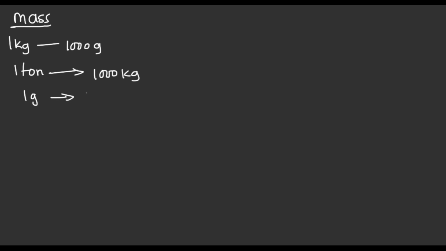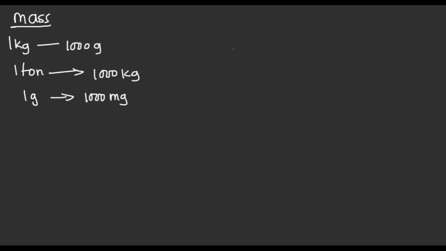Now for mass, we'll just look at 1 kg is equivalent to 1,000 grams because of the prefix kilo. Remember, kilo represents 1,000. Then what else can we look at? We can also look at 1 ton. So 1 ton or 1 metric ton is equal to 1,000 kilograms. Then 1 gram is equal to 1,000 milligrams.